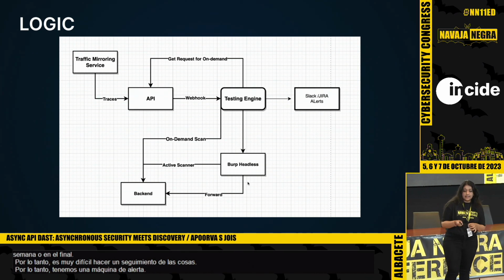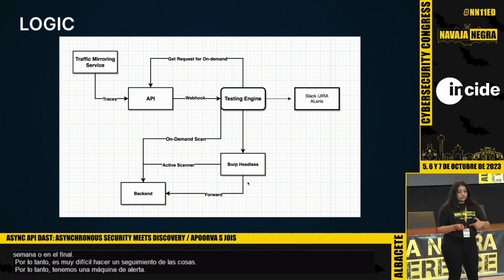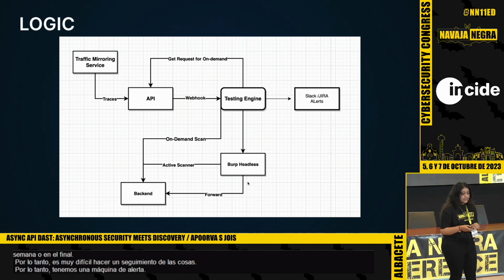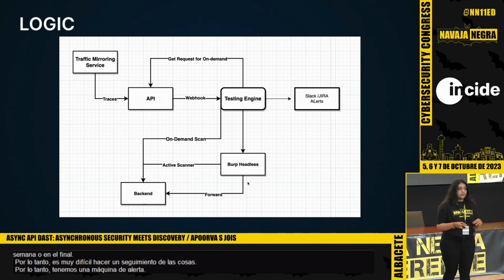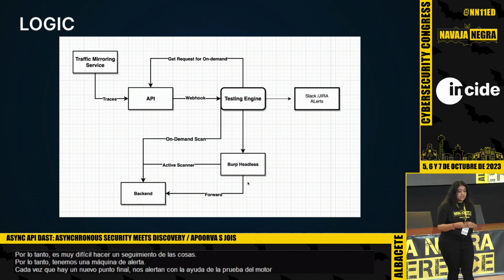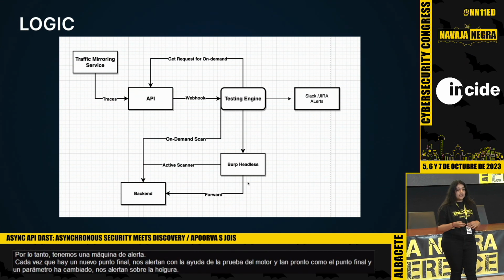Like, hi, there's a new endpoint. And as soon as the traffic moves from the testing engine, it goes directly to Burp, which is set up on an EC2 machine, and the active scanning begins.